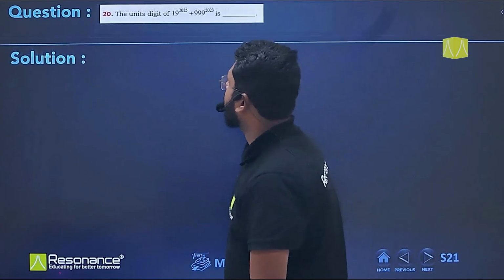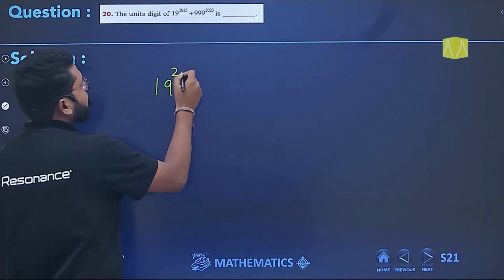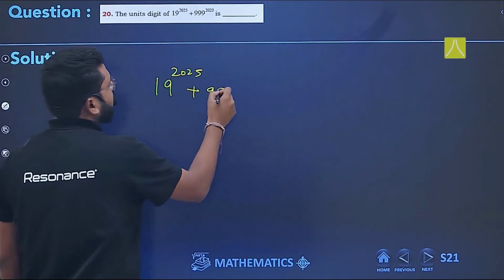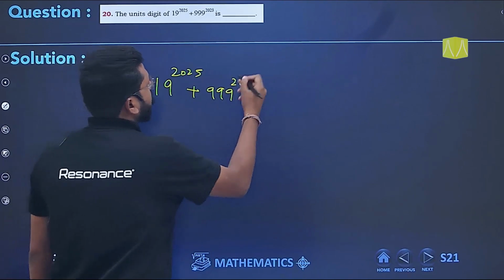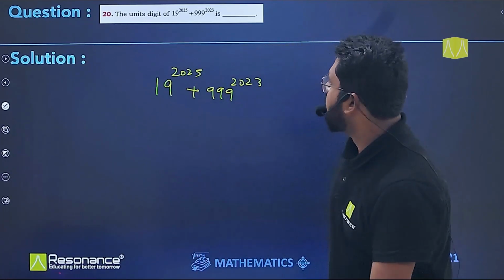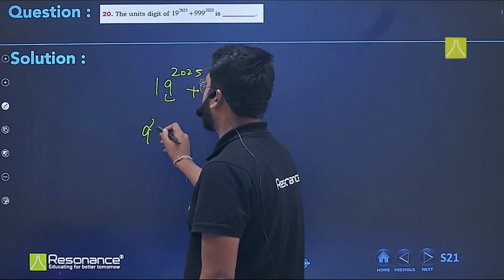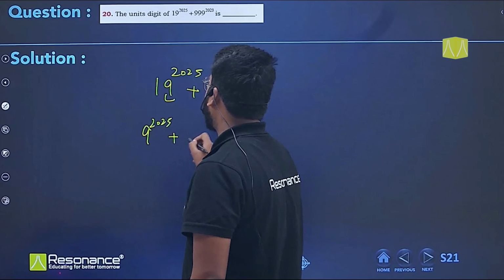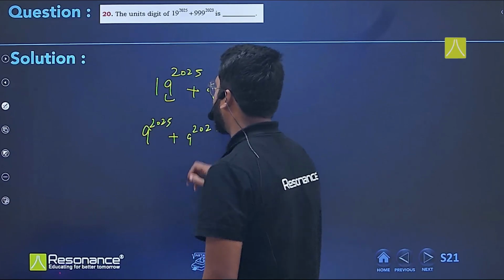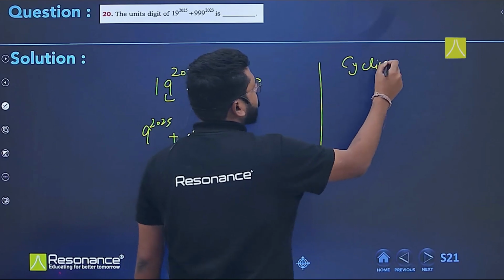Now, question number 20: you have to find the unit digit of 19 raised to power 2025 plus 999 raised to power 2023. We have done this type of question in our revision classes also. So we'll see the unit digit only, like 9 raised to power 2025 and 9 raised to power 2023, and then we'll add them. This topic comes under cyclicity, which means repetition of digits.